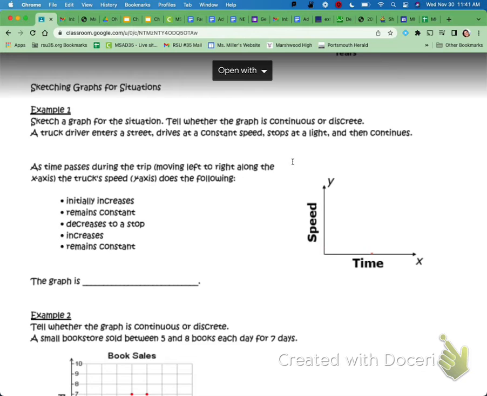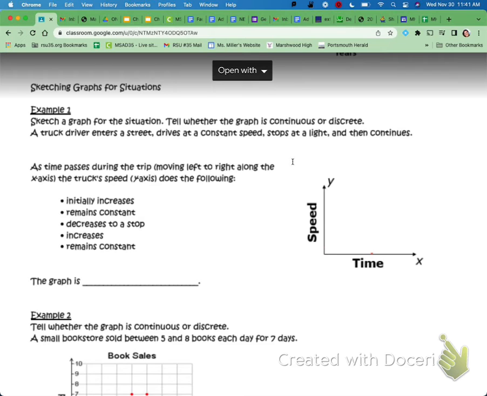Sketch a graph for the situation. Tell whether the graph is continuous or discrete. We have a truck driver enters a street, drives a constant speed, stops at a light, and then continues. So first, let's decide, are we going to be discrete or continuous? It's about the truck driver driving. Continuous, because we don't do 1 mile per hour and then all of a sudden jump to 2 miles per hour, right? We continuously flow our speed. It's not just whole numbers. Okay, so it's going to be continuous.